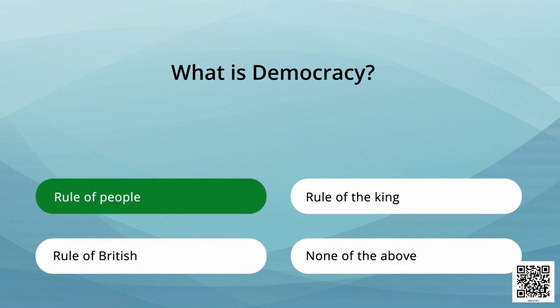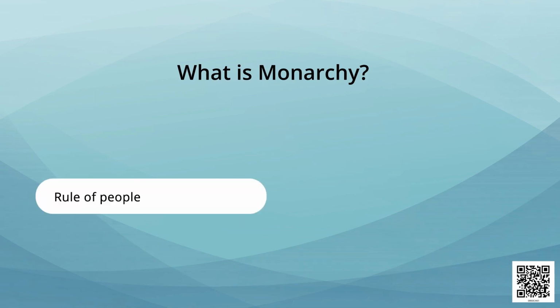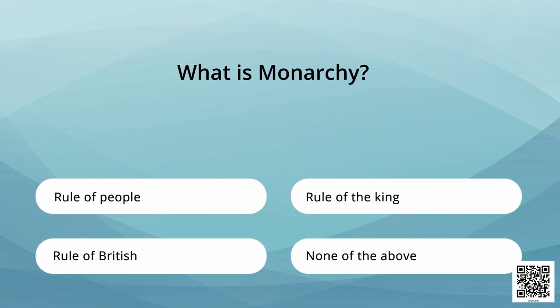Last question. What do you mean by monarchy? Rule of the people, rule of the king, rule of the British, or none of these? Monarchy is rule of the king.